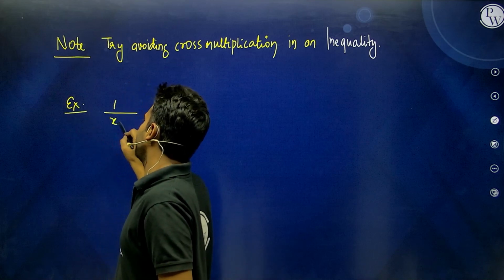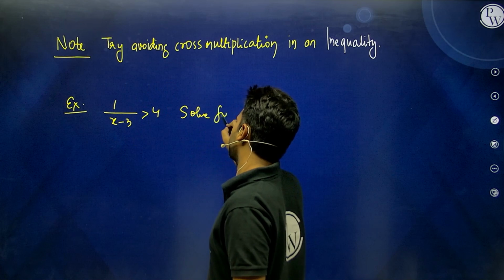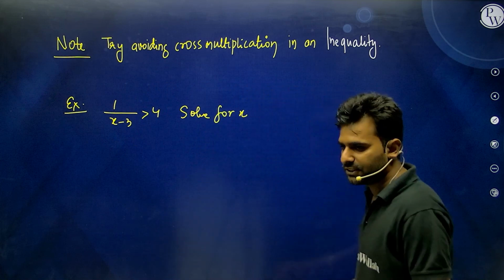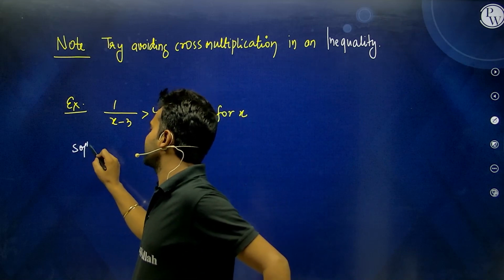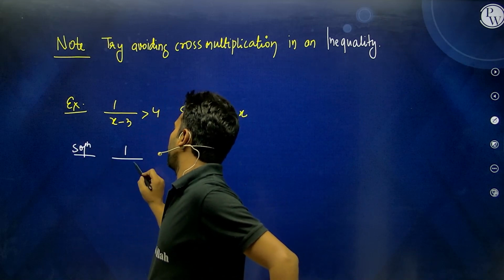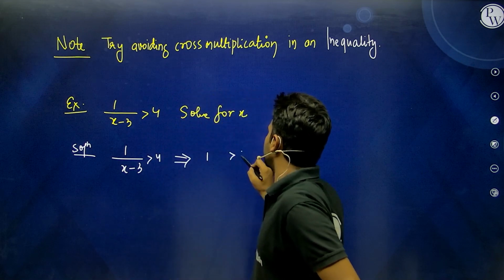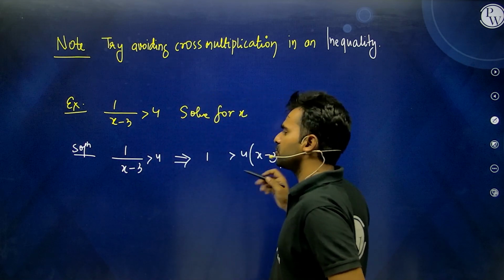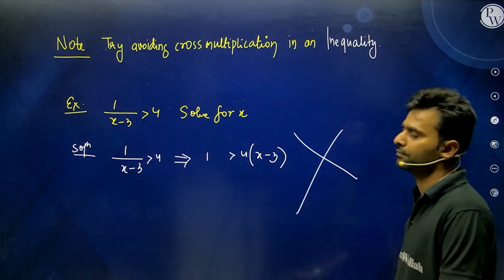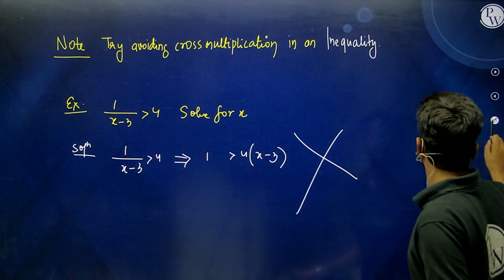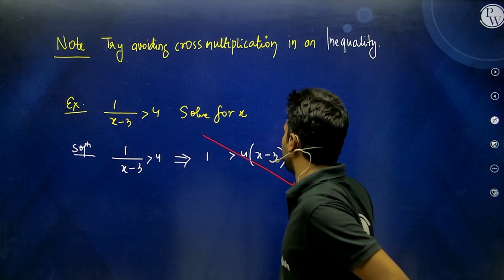1 upon x minus 3 is greater than 4. Solve for x. A lot of kids do what? They do it like this. They say, sir, 1 over x minus 3 greater than 4 can be rewritten as this, cross multiplied. This is wrong. You cannot write it.